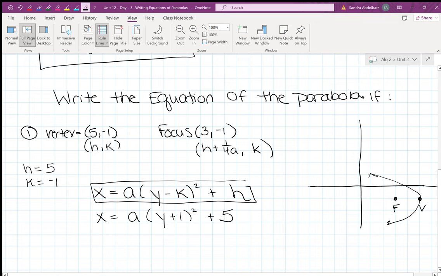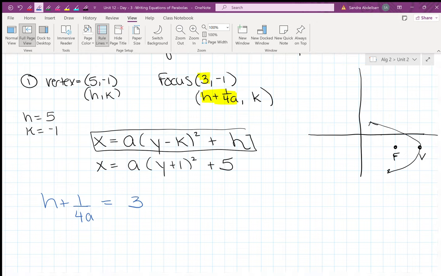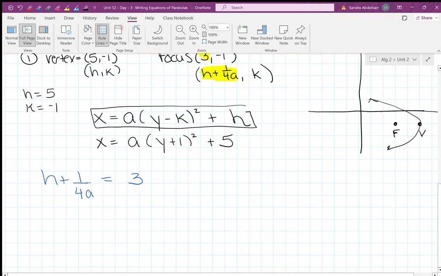Okay, so now what are we going to know? Well, we know our K is -1. We already know that. But look, I can make this equation right here. I can say that H plus 1 over 4A, where A is in the denominator, equals 3. Do I know H? Yeah, I do know H. What is the H? 5. So now I'm going to sub into that. So we have 5 plus 1 over 4A equals 3. I can now solve for A.